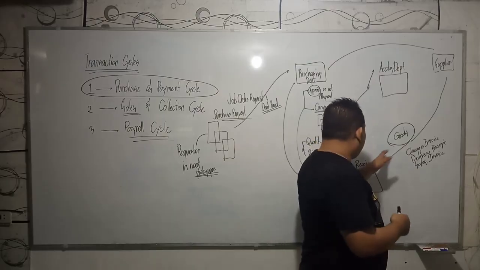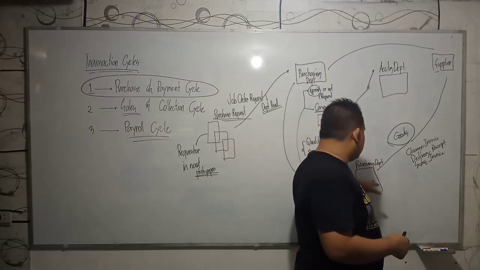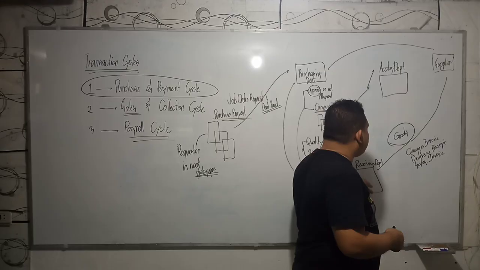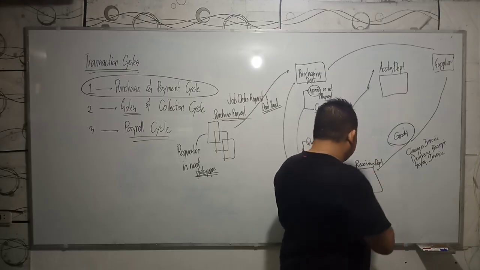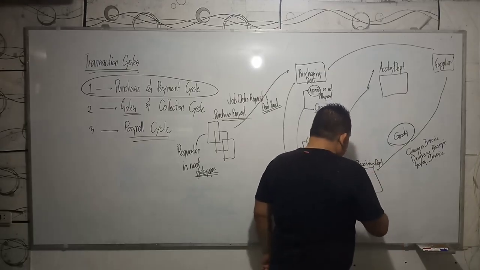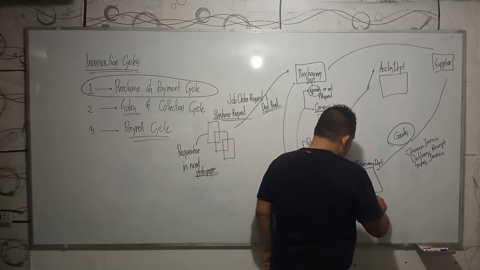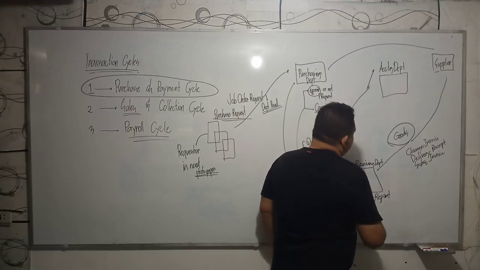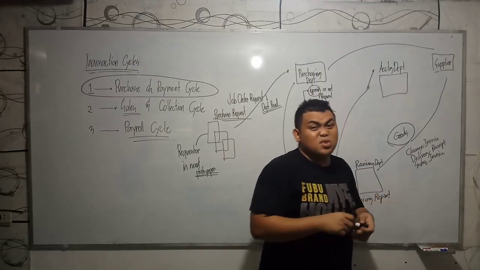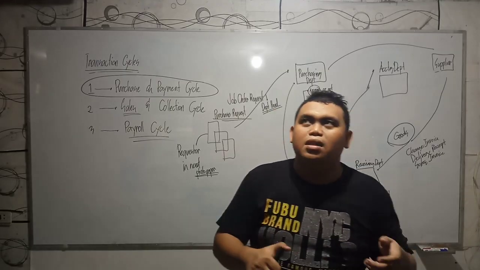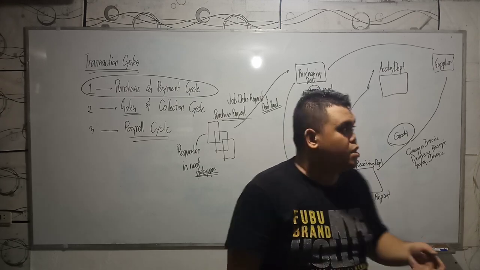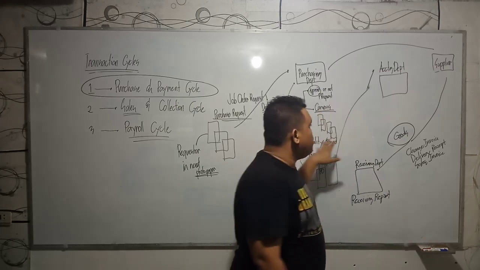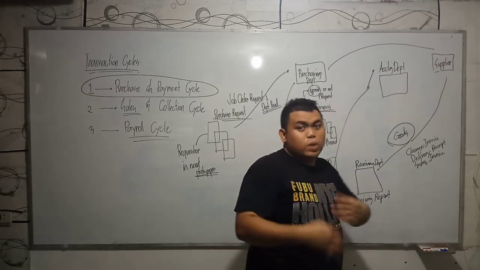And then, let's go to the receiving department. When the receiving department receives such goods, it will make a receiving report. Of course, it is assumed that the receiving department did not know of the original description of the items that were ordered in the PO, so that the receiving department will really check.